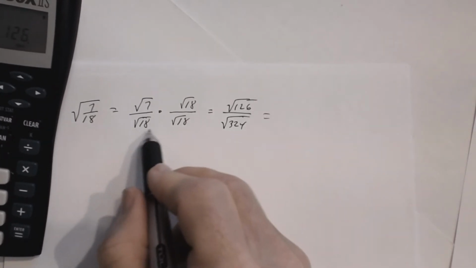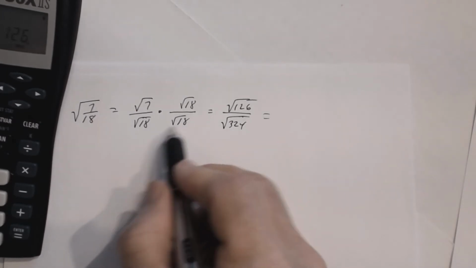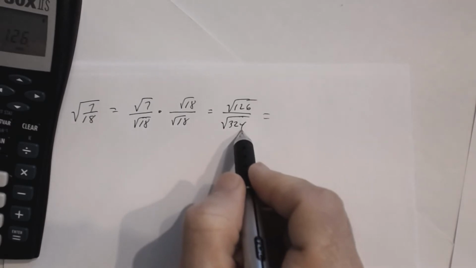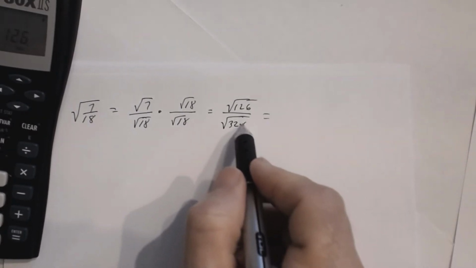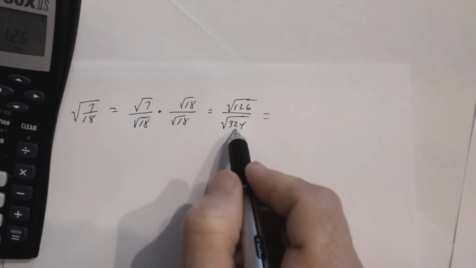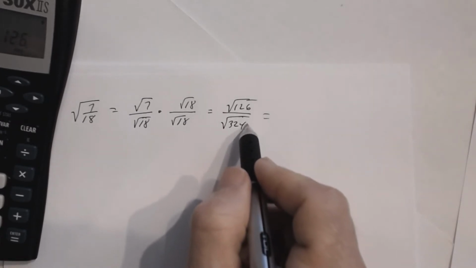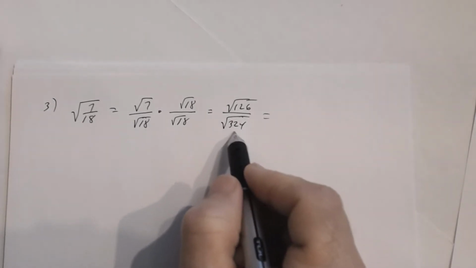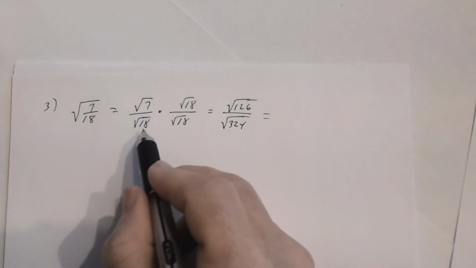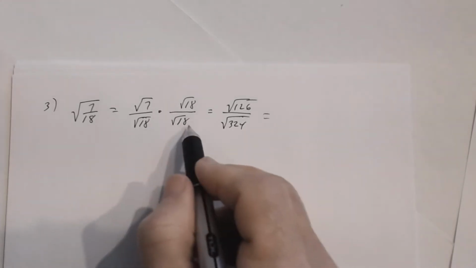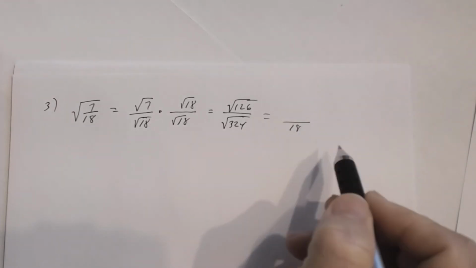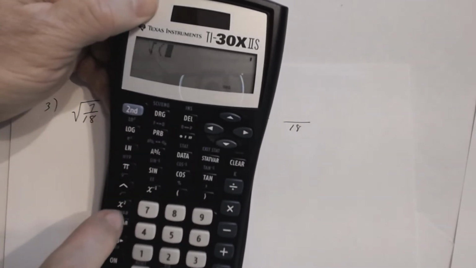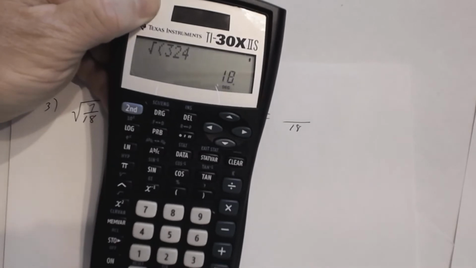Remember, the whole purpose of multiplying the square root by itself is to get this radicand to be a perfect square. So that means that this right here should be a perfect square. If you think about it, what number times itself is 324 without using a calculator? Throw the calculator away. What number times itself is 324? Well, 18, because that's how we got it, right? So the denominator is 18. Now, if you didn't know that, just use your calculator. The square root of 324 gives you 18.